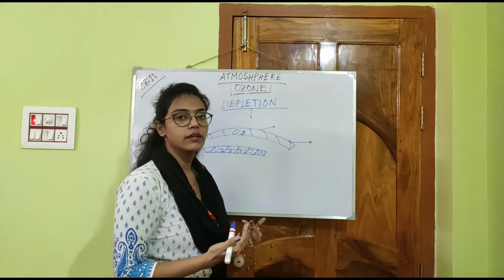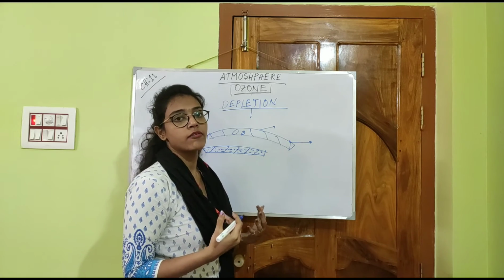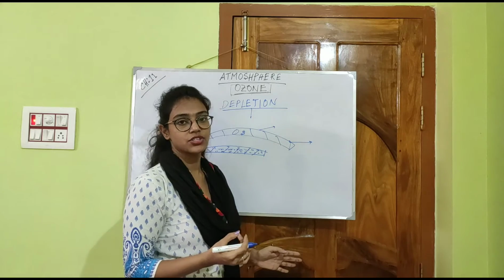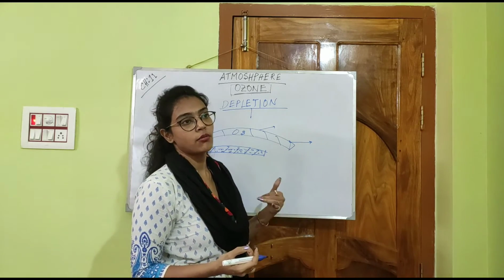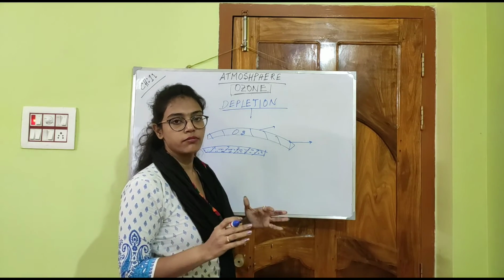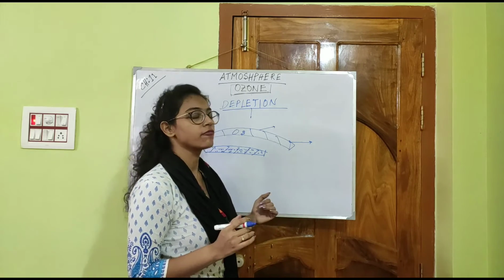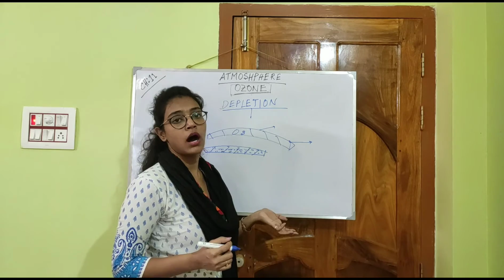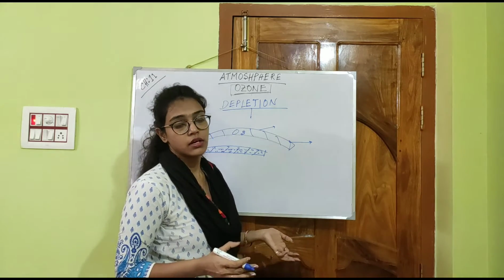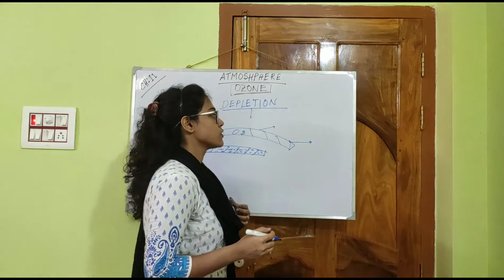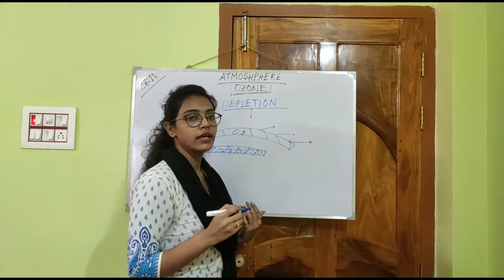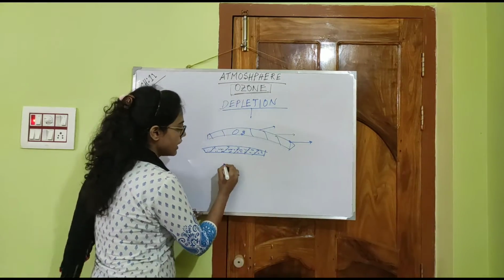Because of the ozone layer depleting, we are getting very much ultraviolet ray directly from the sun. Some of the ultraviolet ray we are getting, and for that reason some harmful effects are happening. So firstly, how is the ozone layer depleting?